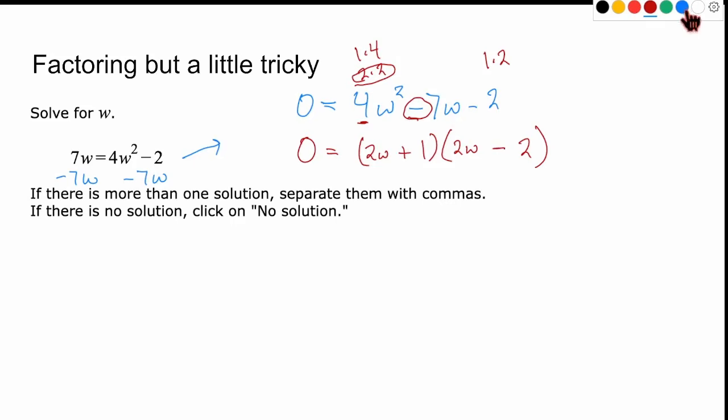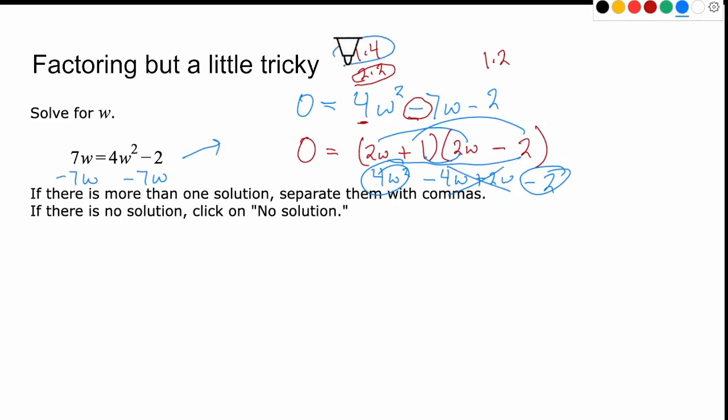And again, I'm going to check. Let's see if that ends up working. Well, I get my 4w squared, the first. When I go for my outers, I get negative 4w. My inners, I get plus 2w, and my lasts, I get my negative 2. Well, I see I matched up with the end and the beginning, but in the middle I'm not getting negative 7. I'm getting negative 2w. Okay, so that did not work. So let's try one more thing.